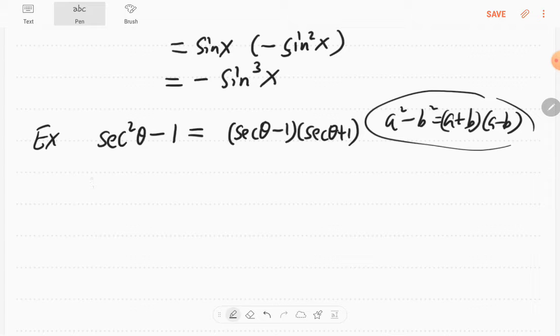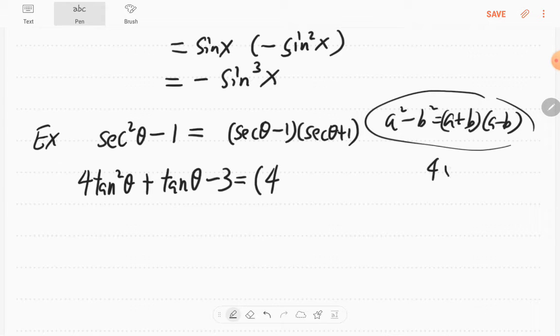Right. If we want to factorize this one, 4 tangent square plus tangent theta minus 3. So we treat tangent theta as a variable, right? So you can factorize it. If you treat this tangent theta as x, it looks like 4x squared plus x minus 3, right? You can factorize it. So it's equal to 4 tangent theta minus 3 times cotangent theta plus 1, right?